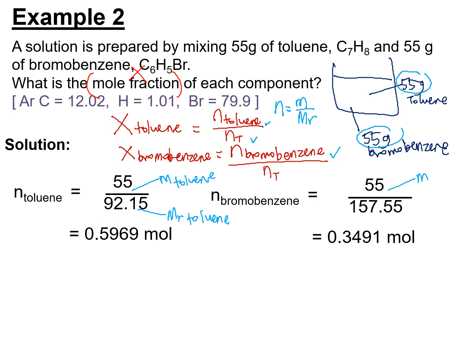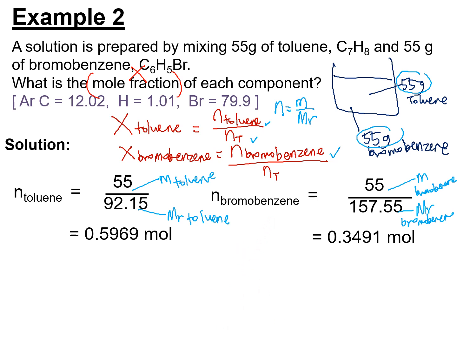Makanya masukkanlah mass of bromobenzene seperti dalam soalan dan juga molar mass of bromobenzene. Okay, macam mana nak tahu molar mass of bromobenzene? Tengoklah dalam soalan ni, dia ada mention bromobenzene adalah C6H5Br. So you kira molar mass for C6H5Br, which is you will get 157.55. Okay, and you will get 0.3491 mole as the number of mole of bromobenzene.